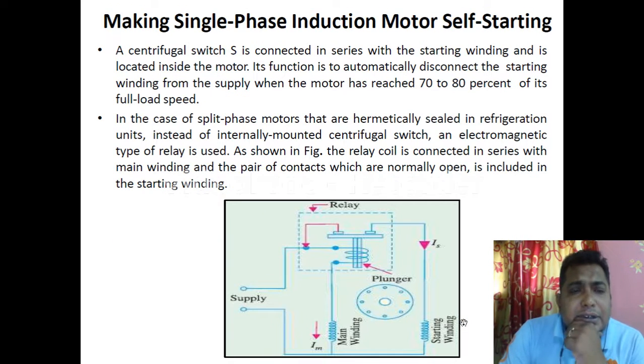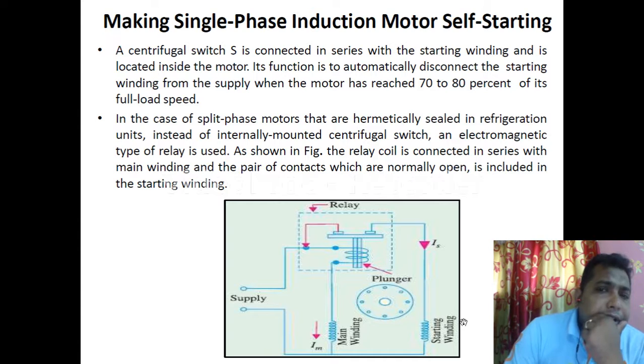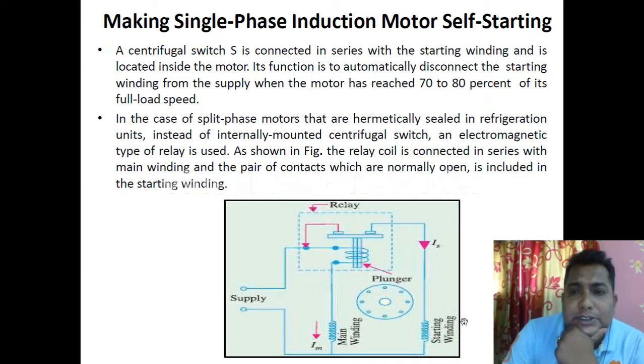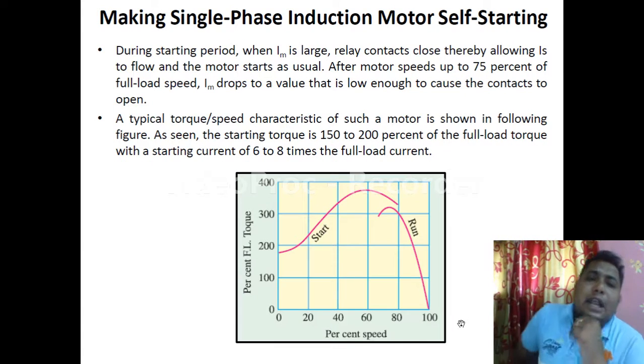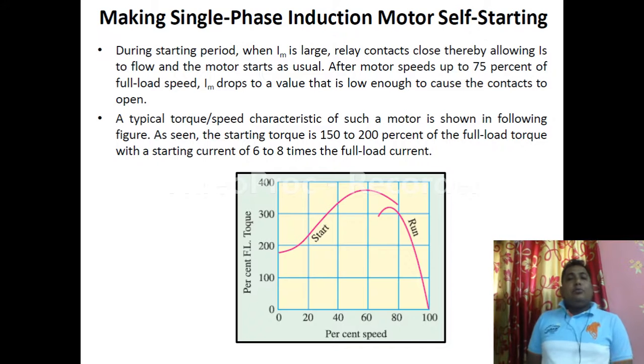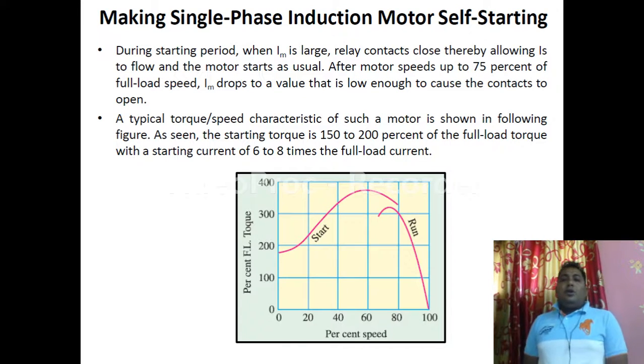This is the split phase motor, and the centrifugal switch is connected in series with the starting winding. During starting, when IM is large, the relay contacts close, thereby allowing current to flow, and the motor starts as usual. After the motor speeds up to 75% of the full load speed, IM drops to a value low enough to cause the contacts to open.